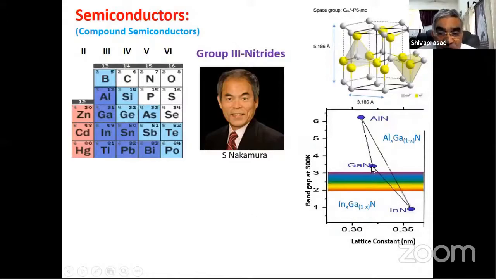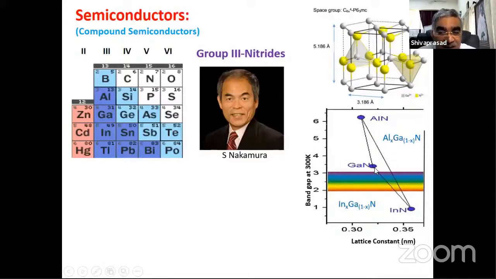So you go on changing the composition, you see the band gap changes from gallium nitride to indium nitride. It goes along this curve, from 3.4 electron volts to about 0.7 electron volts. That means you can get any band gap you want in between by just changing the composition. So if I want a green band gap, I can go up to here and stop the amount of indium. If I want blue, I can go up to here and stop. If I want yellow, I can stop it here. If I want red, I can stop it here. If I want infrared, I can stop it here.